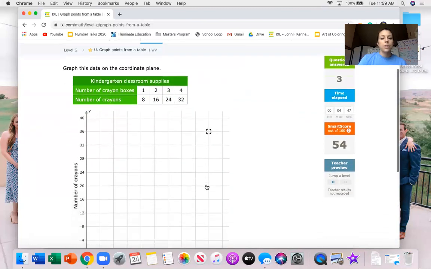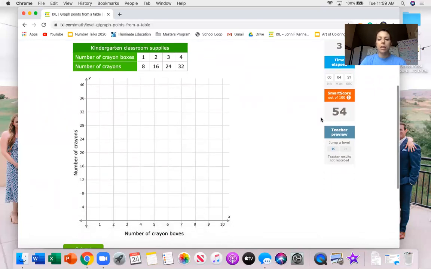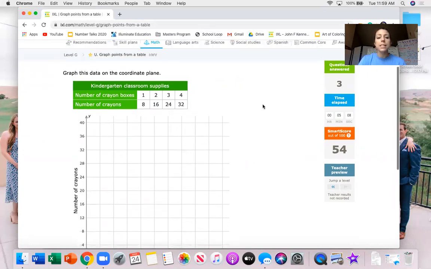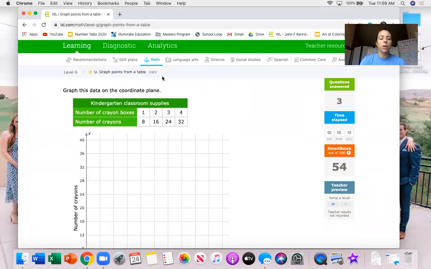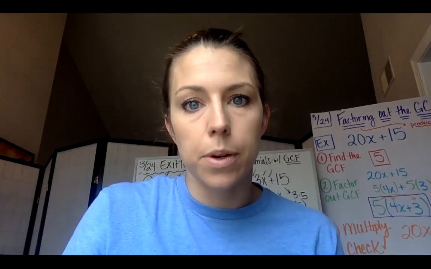All right, now it looks like we're back to a horizontal table. The only thing that changes, because I can't jump another level, is that these values become a little bit bigger. And again, your axes might start to jump by a different amount. For example, this goes from 0 to 4 to 8 to 12, so now it's jumping by a difference of 4. But that's going to be it for today. So again, your code is HWV, graph points from a table, very similar to what we were doing yesterday.